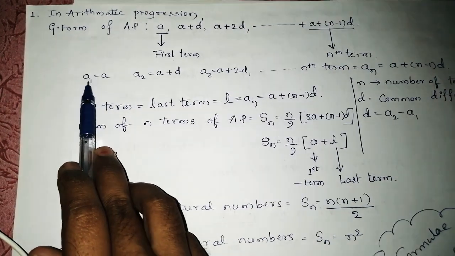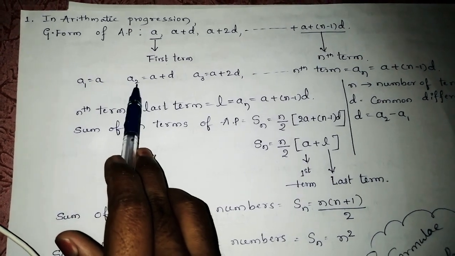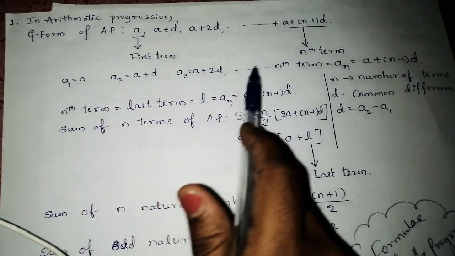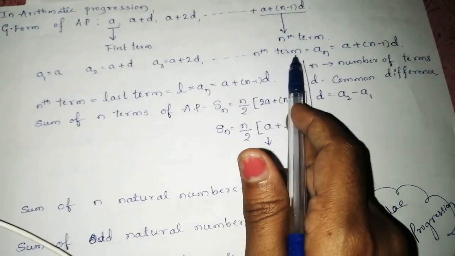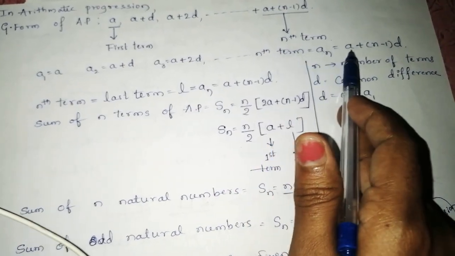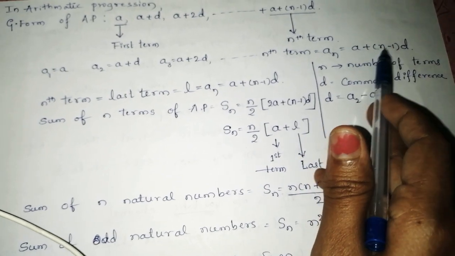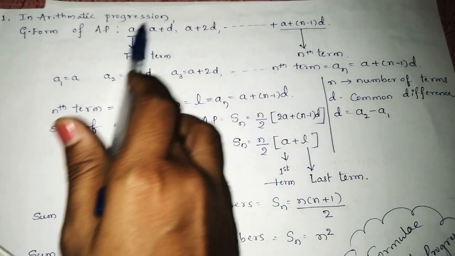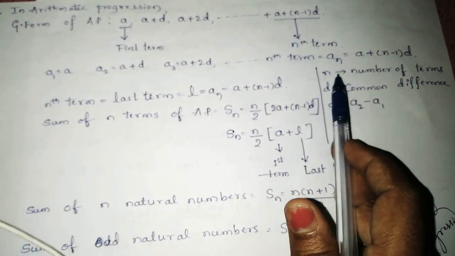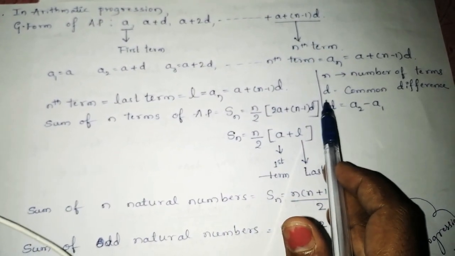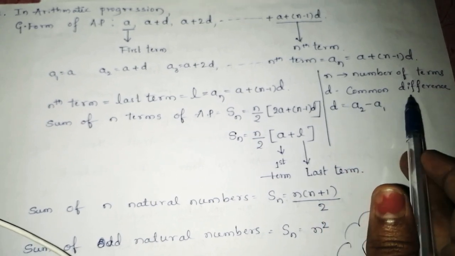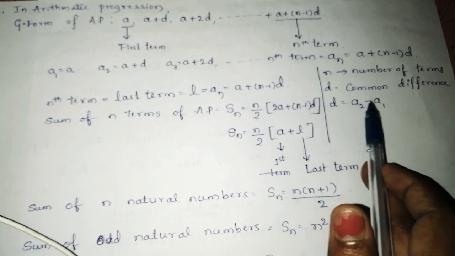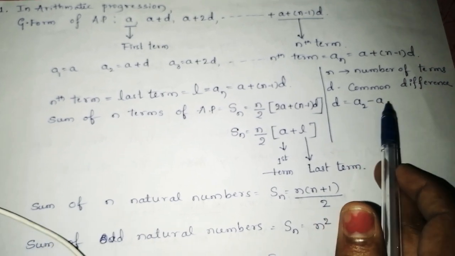So casually we denote a1 as a, a2 as a plus d, and a3 as a plus 2d, and the nth term, that is the last term, is also called an, that is a plus n minus 1 into d. Here n is the number of terms. How many terms are there? That is denoted by n. And d is the common difference. The formula for d is a2 minus a1, that is second term minus first term.